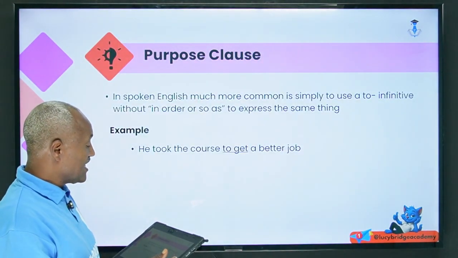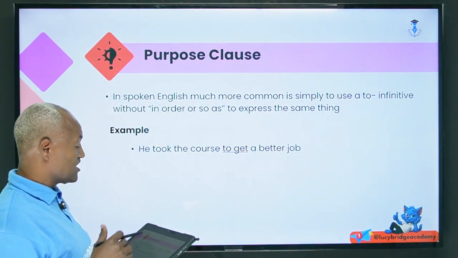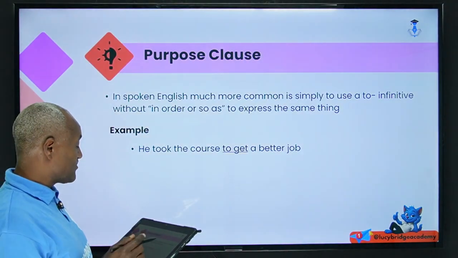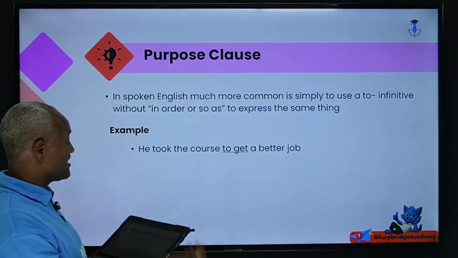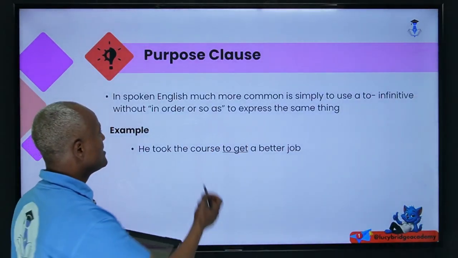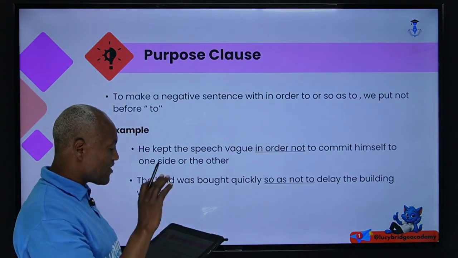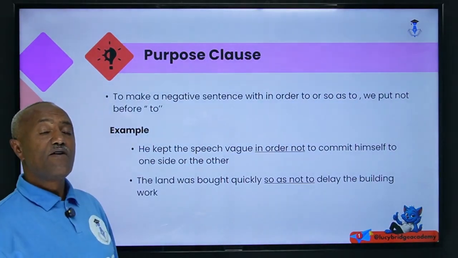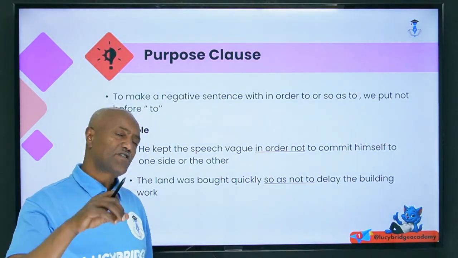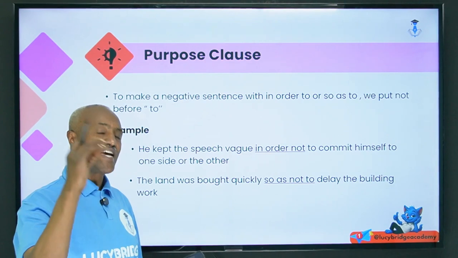And then in spoken English, much more common is simply to use a to-infinitive without in order or so as to, to express the same thing. For instance, he took the course to get a better job. Most of the time in communication, we use this infinitive with to. So it is possible, it doesn't have a problem. But the problem is in the negative. Some scholars or reference books say that we don't use to when we make negatives.